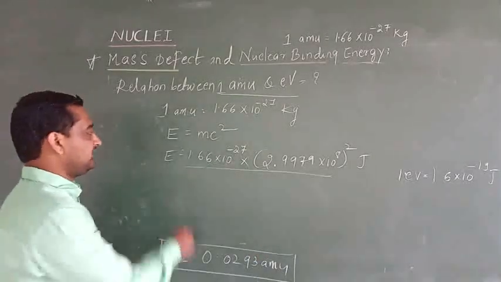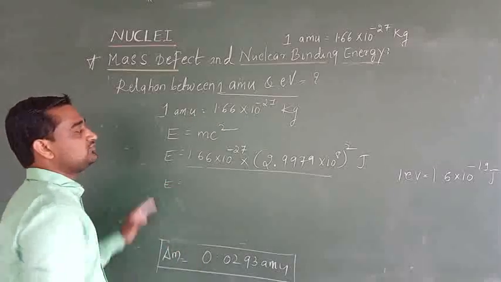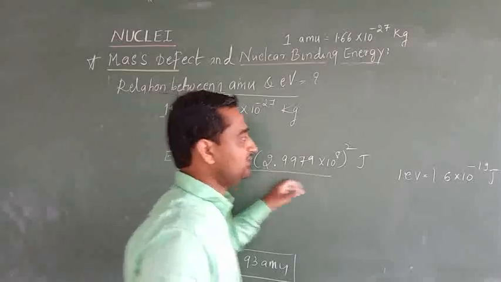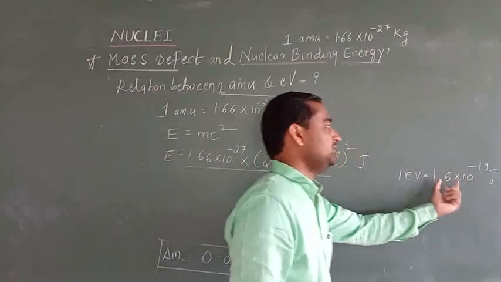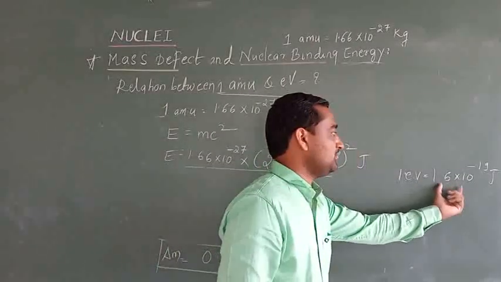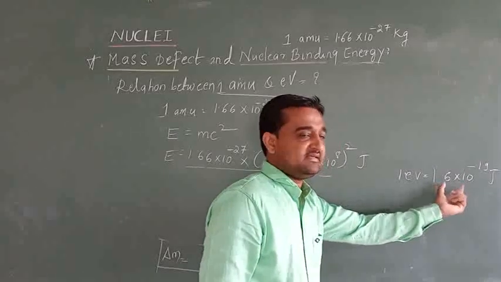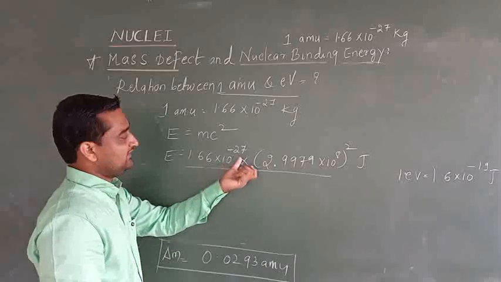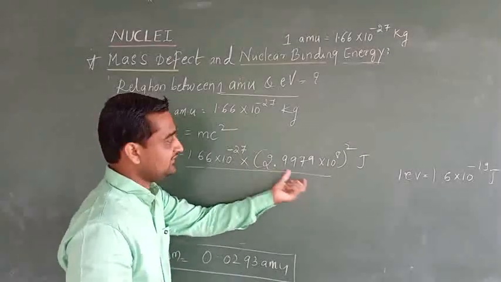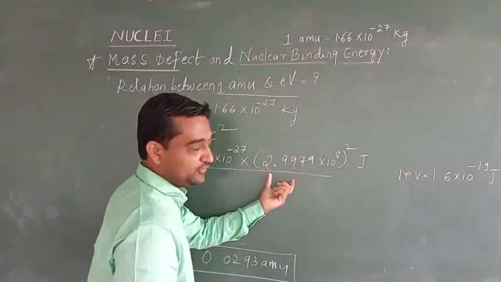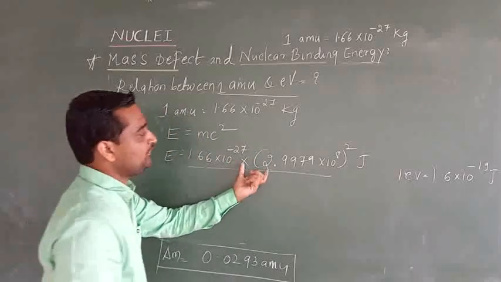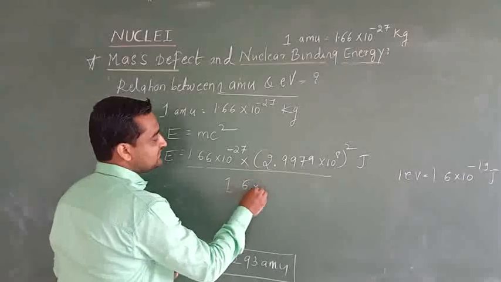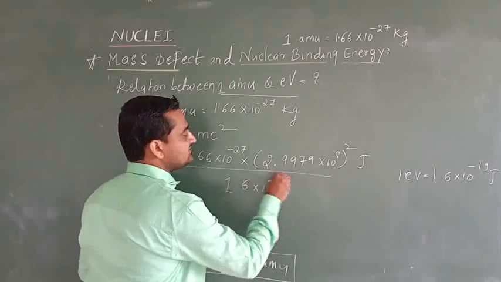Electron volt, we have to divide it by what? Joule to electron volt. 1 electron volt is equal to 1.6 into 10 to the power minus 19 joule. But 1.66 into 10 to the power minus 27 is this term, right? You do it as homework. Multiply these two and solve it, and then divide it by 1.6 into 10 to the power minus 19.